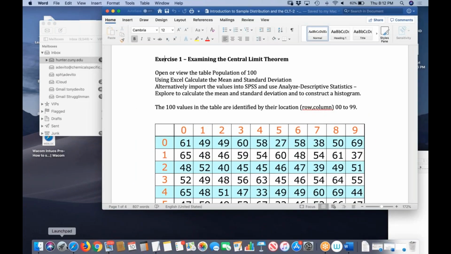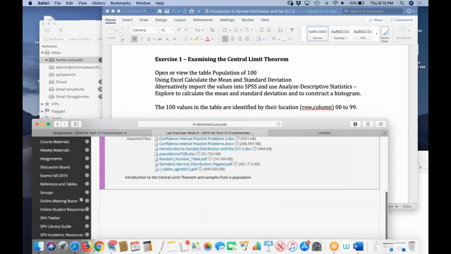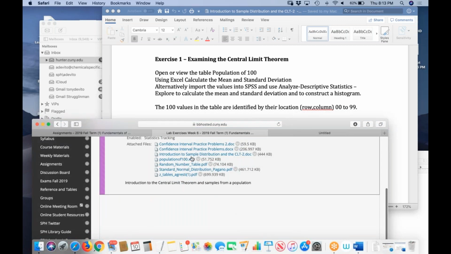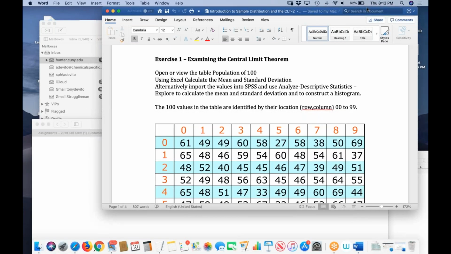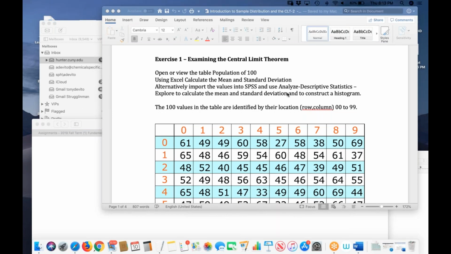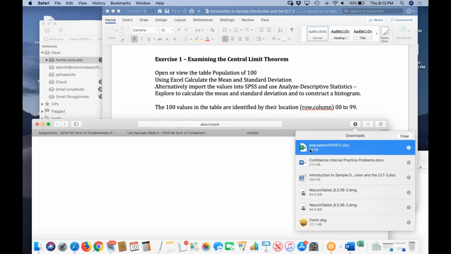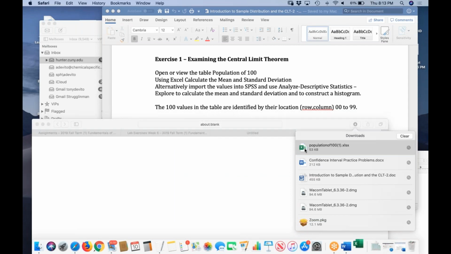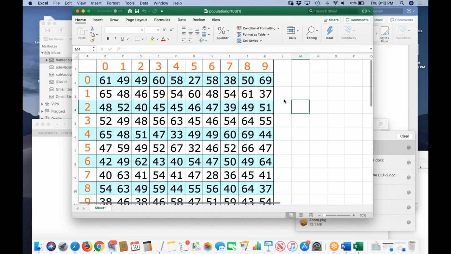Let me see if I can get to that easily. Yep, I lost Blackboard here somewhere. There we go. And let's see, doc. Here it is, population of 100. I'm going to open this Excel file as well. And it's just the same file that you see, the same distribution that you see in that Word document. There you go, same thing.